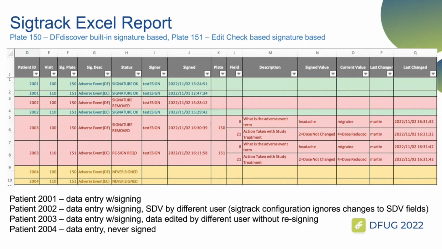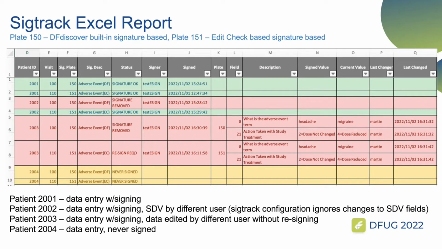So I've got 4 patients here. Patient 2001 just had data entry with signing. So the investigator went in, entered all the data, and signed it. And in each case, there are 2 lines. One's plate 150, and the other one's plate 151. Plate 150 uses the DFdiscover built-in e-signatures, and plate 151 uses edit check based signatures, but otherwise the forms are exactly the same. So if you go and do your data entry and you sign it, then the state is the same.